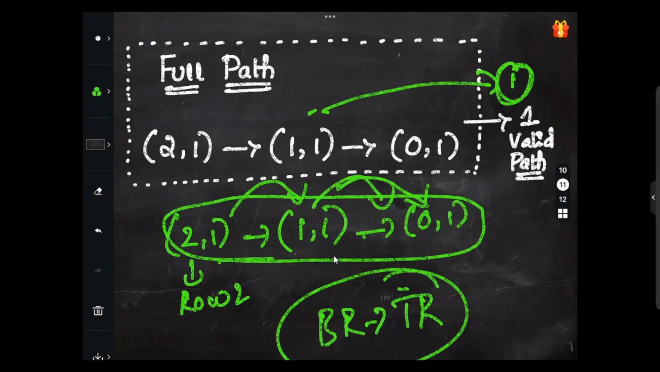Here in this case, only one valid path is found for Igor to climb from the bottom row to the top row, nothing but from 2 comma 1 to 1 comma 1. This is row 2, this is row 1, this is row 0. 2 comma 1 to 1 comma 1 to 0 comma 1. So this is fine. Let's move on with the next step.